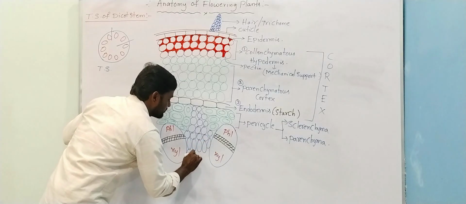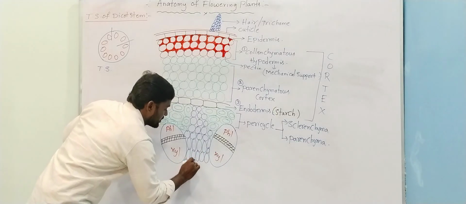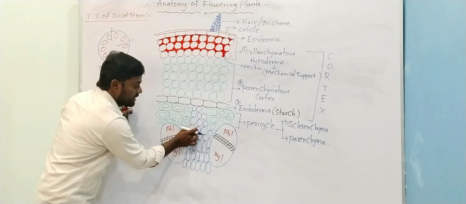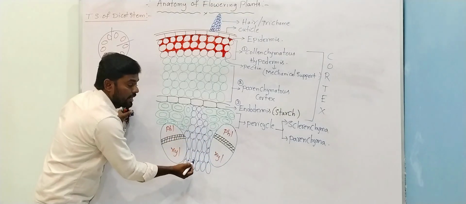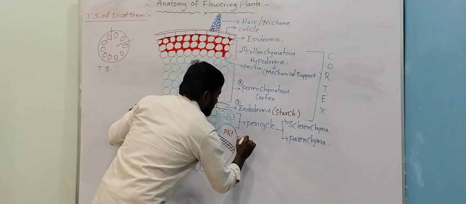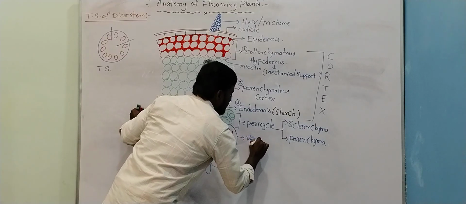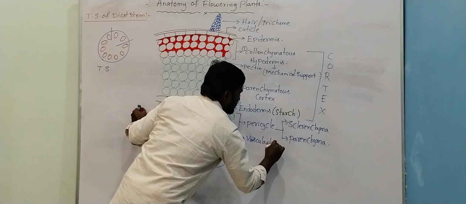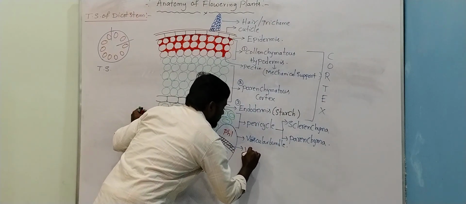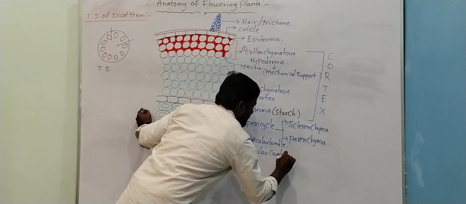And next one, due to the presence of these two vascular bundles, the parenchyma cells become elongated tube-like structures, they become squeezed. It means, due to the presence of two vascular bundles, these parenchyma cells just become elongated tube-like structures. So this is a vascular bundle. And next one, this ring is called vascular cambium.